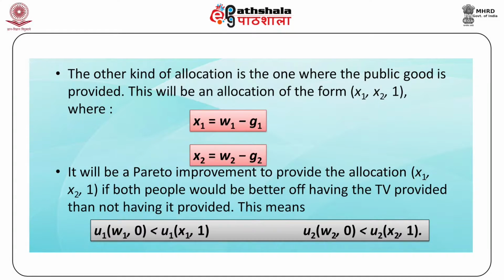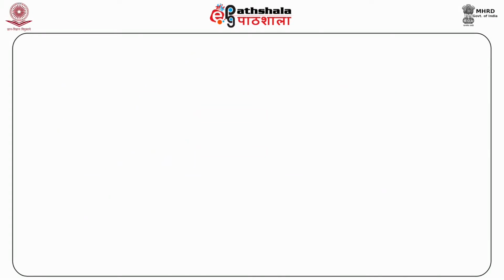It will be a Pareto improvement to provide the allocation (X1, X2, 1) if both people would be better off having the TV provided than not having it provided. This means U1(W1, 0) is less than U1(X1, 1) and U2(W2, 0) is less than U2(X2, 1).